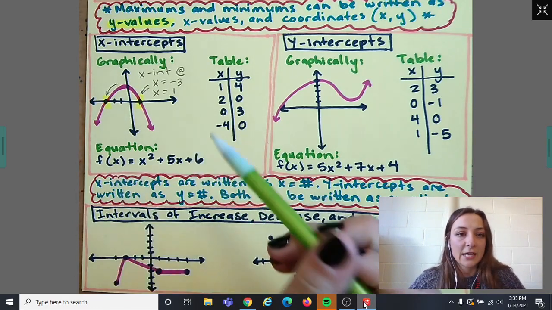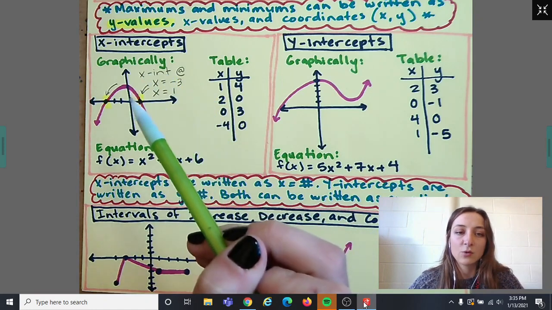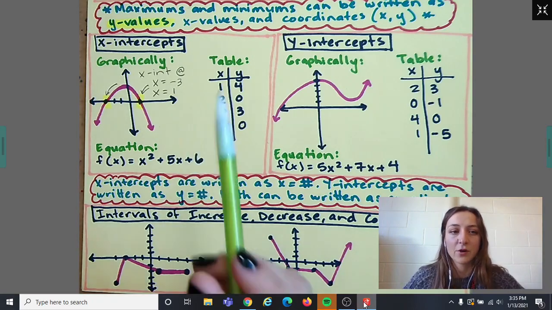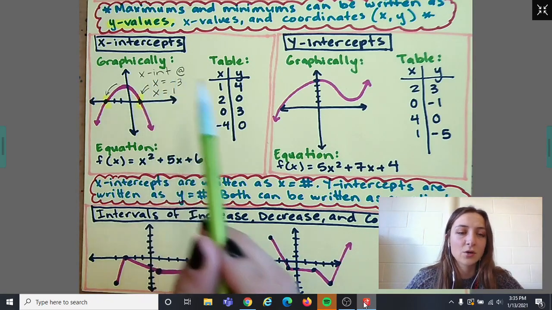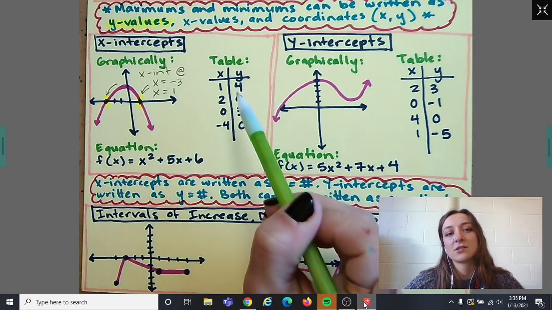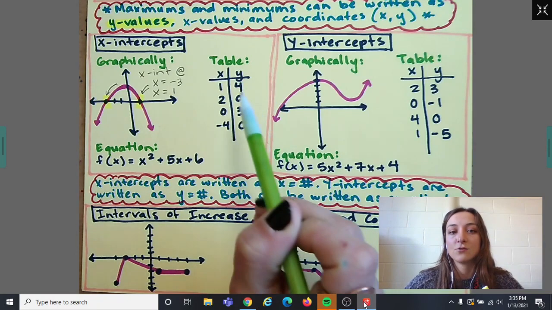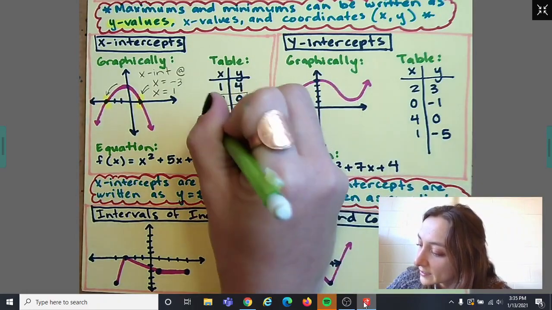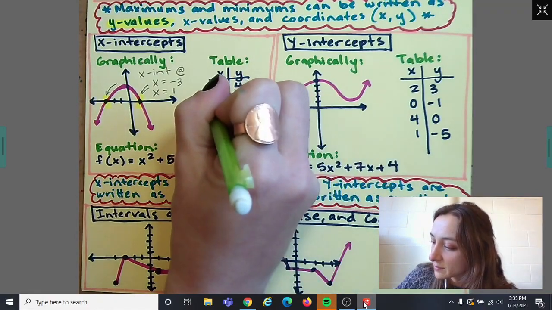Okay, now looking at the table, the x-intercepts are occurring whenever the y value is equal to 0. So since we're saying whenever the y value is equal to 0, you can also think about it as an x value. One of them has to be 0, that's why it's on the x-axis. So we're looking at where the y value is equal to 0. And this is actually occurring at 2 points. It's occurring at (2, 0) and at (-4, 0). So there are 2 x-intercepts here.